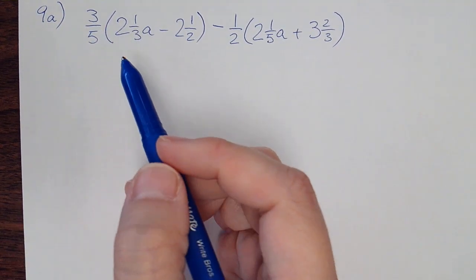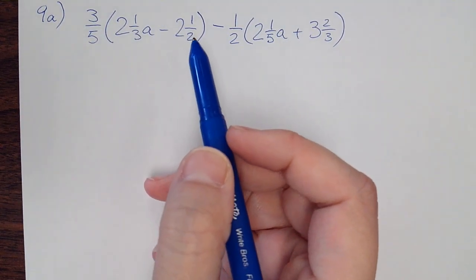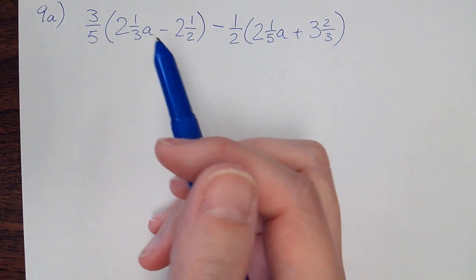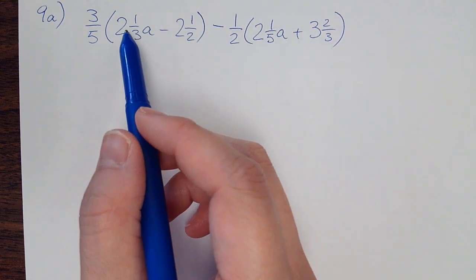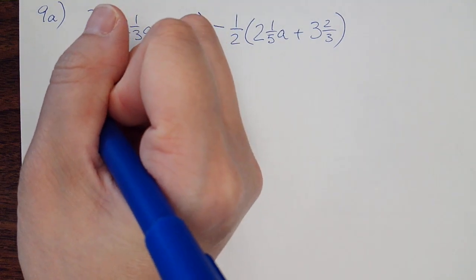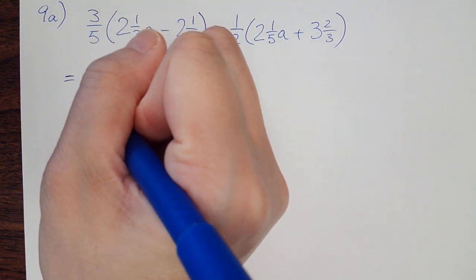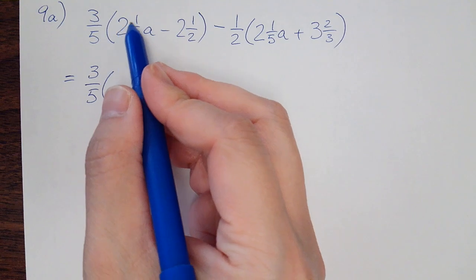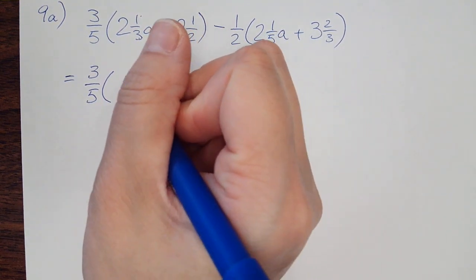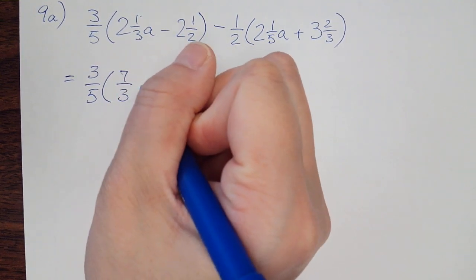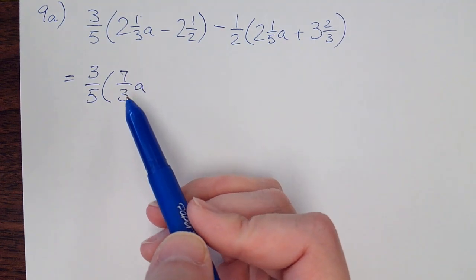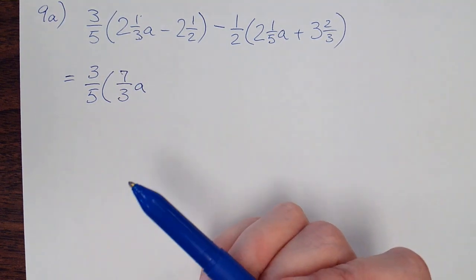Okay, so taking up this homework question, first off, I see a mix of fractions. So what I do first is change these to improper fractions. Remember from chapter 1? So multiply and add. 3 times 2 is 6. 6 plus 1 is 7. So 7 over 3a. So 2 and 1/3 is the same as 7 over 3. I just change it to an improper fraction.